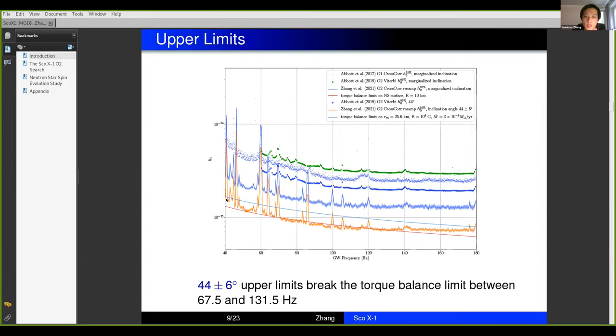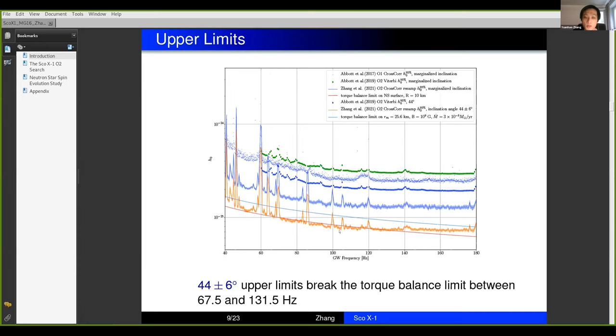So we place an upper limit here by assuming the neutron star has a magnetic field of 10 to the 9 Gauss. The arbitrary inclination angle upper limit is still above this, while this system has a 44 degree inclination. So it is very natural to assume the neutron star spin axis is perpendicular to this plane. So we assumed the neutron star has this inclination, did another set of injections, and got the new upper limit.